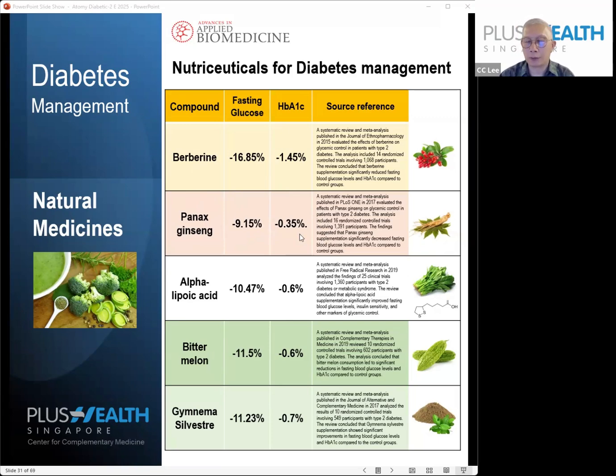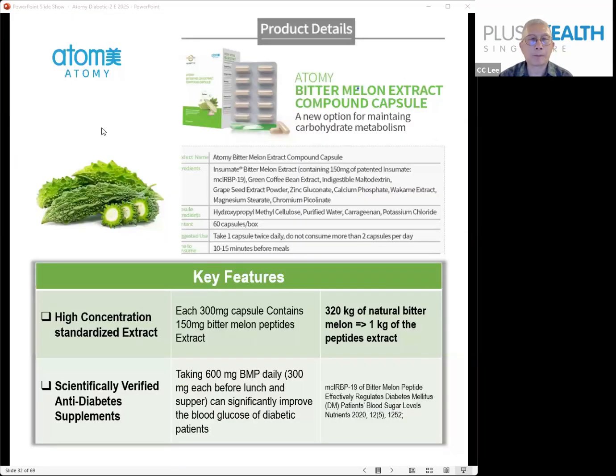All right. So it's important. These are the validated compounds that have proven in use as a supplement for helping to reduce diabetic glucose level. Okay, let's talk about the first product we're going to talk about tonight on Atomy, which is actually the Atomy bitter melon extract compound.